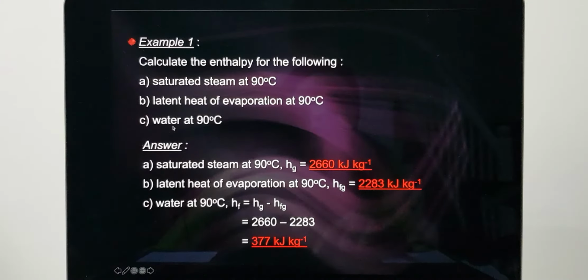And then water. This one is referring to the saturated liquid. So what you need to do is subtract the value of Hg minus HFG in order to get the value of saturated liquid HF. So 2660 minus 2283 is equivalent to 377. The unit is kilojoule per kilogram. So this one is very straightforward.